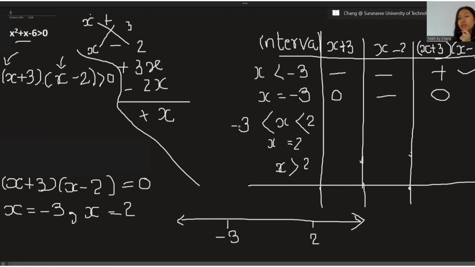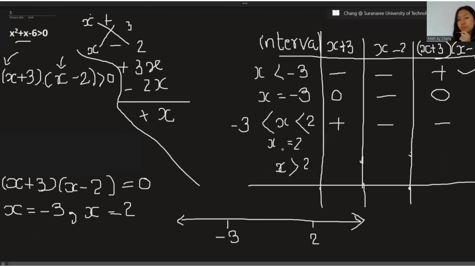Okay, let's say x is between minus 3 and 2, in this interval. So simply let's say 0, right? 0 exists between minus 3 and 2. So 0 plus 3, you will get plus 3. 0 minus 2, you will get minus. When you multiply plus and minus, what will you get here? You will get minus. Minus is less than 0. If you take values from minus 3 to 2, the result will be minus, which is values less than 0. So we cannot consider this interval.